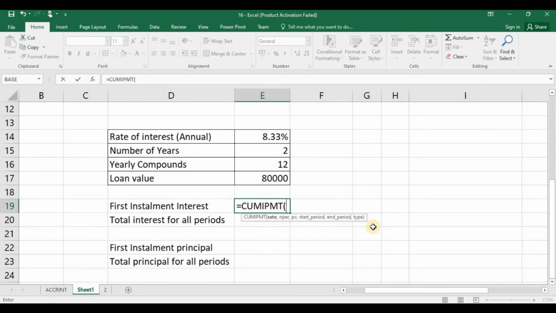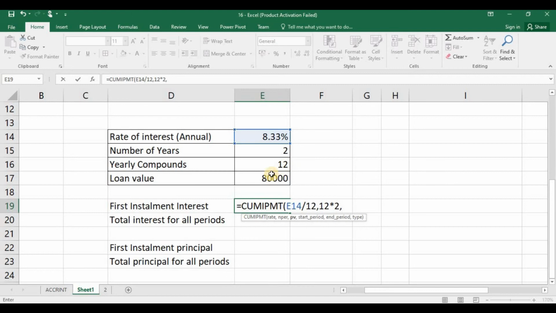Start round brace. In the arguments, first we have rate. This is the rate of interest. Here our rate of interest is 8.33%. We should give the interest per period. We have 12 periods in a year, so I am dividing our interest monthly. Next argument is NPER, the number of periods. We are investing the amount for 2 years and the number of periods in a year is 12, so the total periods are 24 for 2 years. Multiply the yearly periods with the number of years.